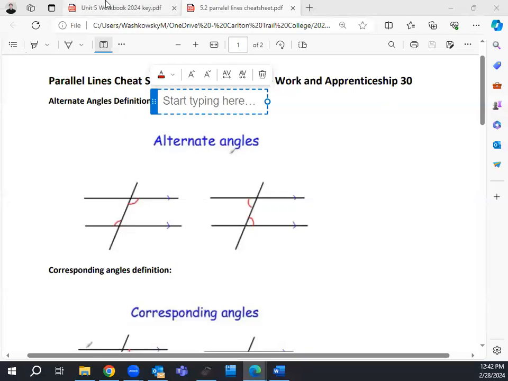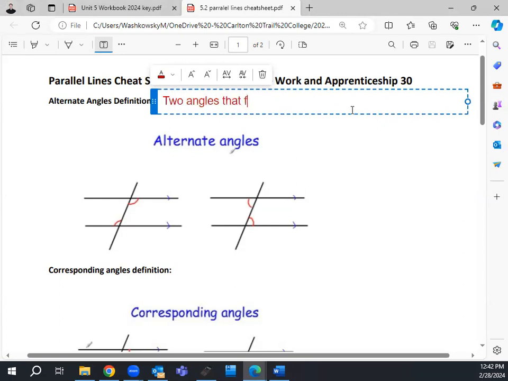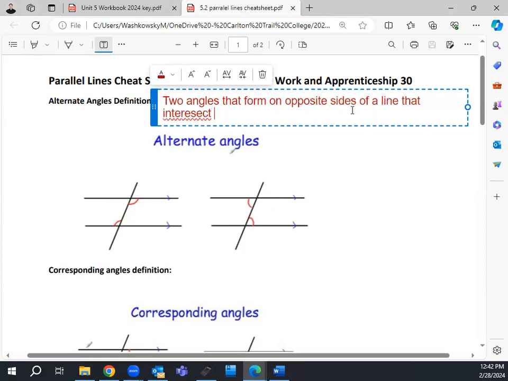So we're going to start out with 5.2. Again, we're starting with 5.2 just on this little cheat sheet here. So we're going to start with alternate angles. Now, alternate angles are two angles that form on opposite sides of a line that intersect two other lines. The angles are equal. And again, you might be looking at that and be like, what does that mean? I will show you in a second.